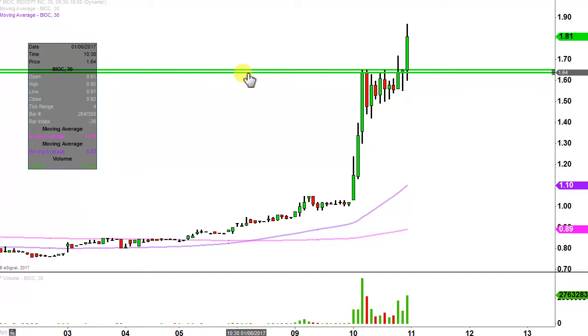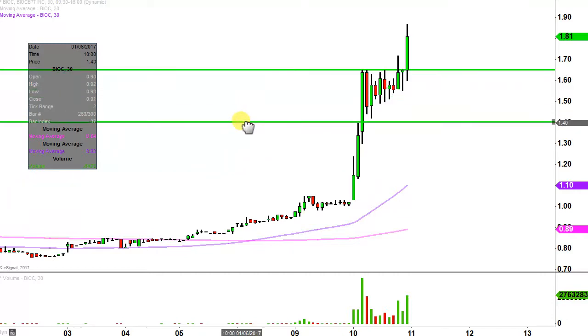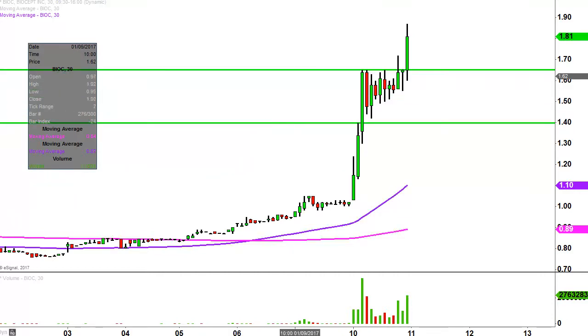Next area of support after that point, I'm going to call down here at the $1.40 mark. And then after $1.40, it's just all about the overall trend indicator, which is that purple line there, the 50-period simple moving average. Meaning from the big picture perspective, as long as the price is up above that purple line, the bulls are in full control. The bulls are in full health, however you can best visualize that.